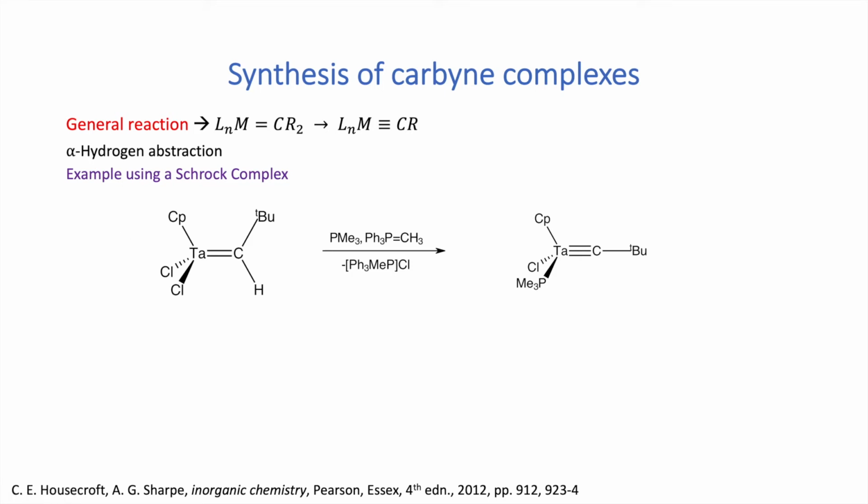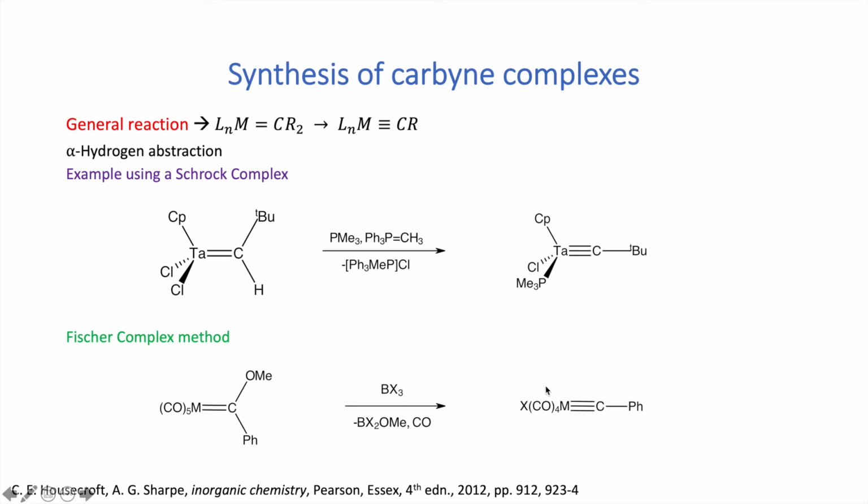So the method for using the Fischer carbene complex can be seen here. Now this results in the exchange of a CO ligand for a halogen, and the methoxy group here is abstracted to form the metal carbyne complex that you can see here.